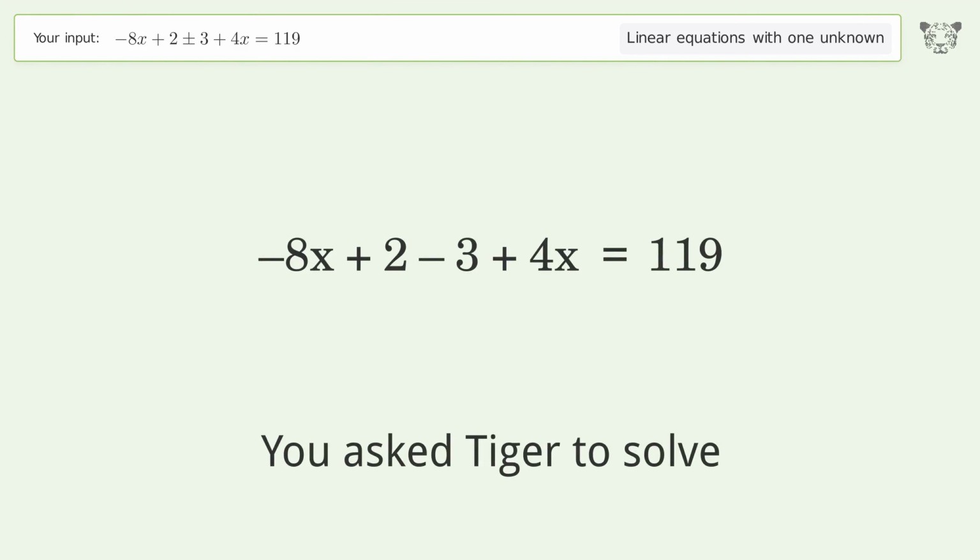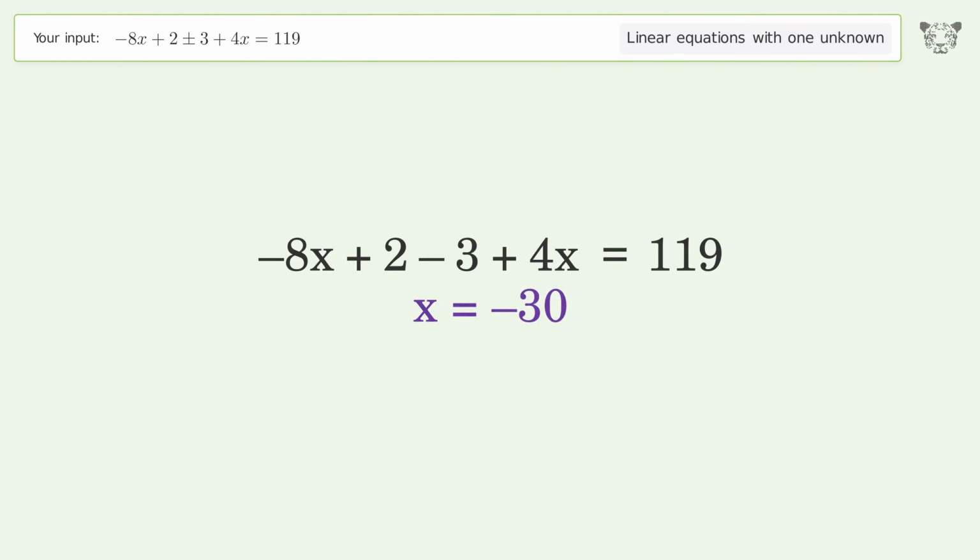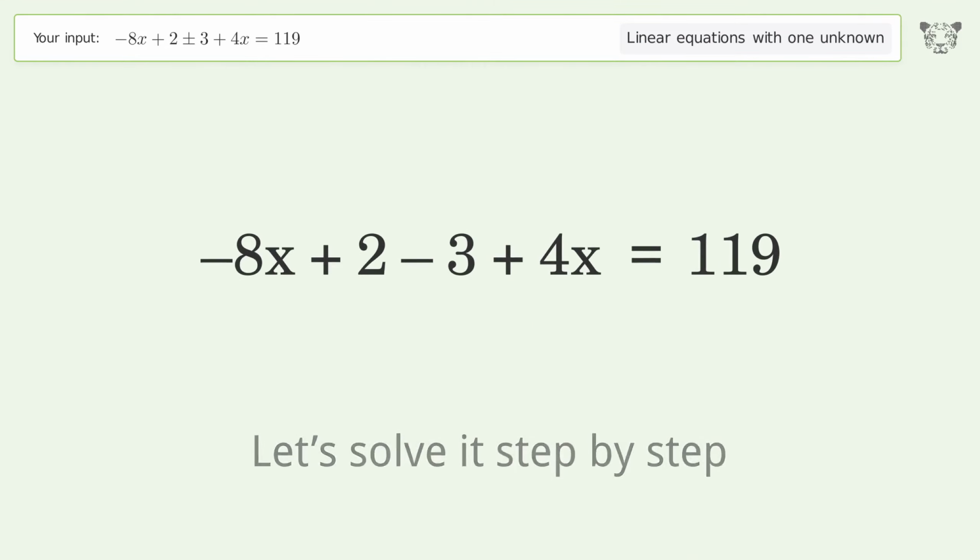You ask Tiger to solve this. This deals with linear equations with one unknown. The final result is x equals -30. Let's solve it step by step.